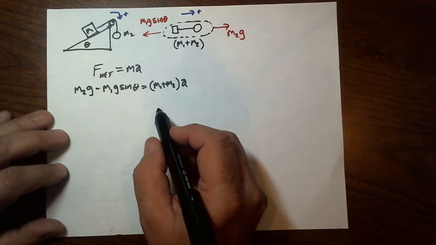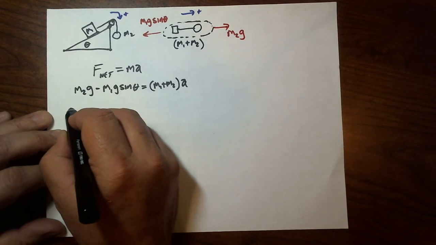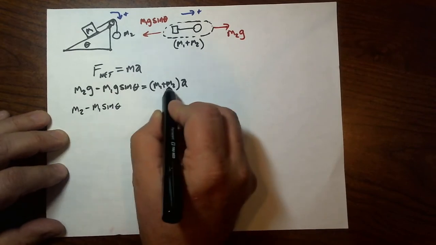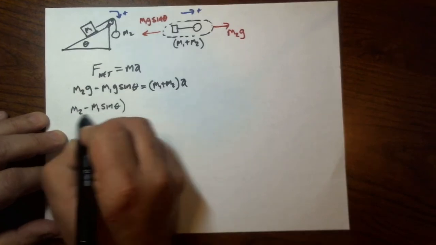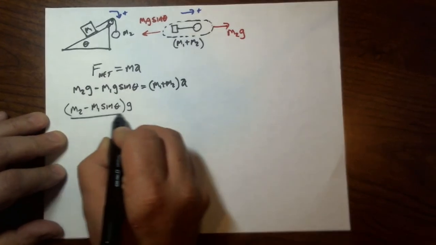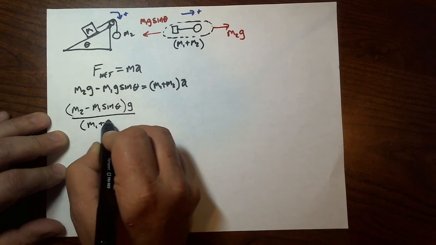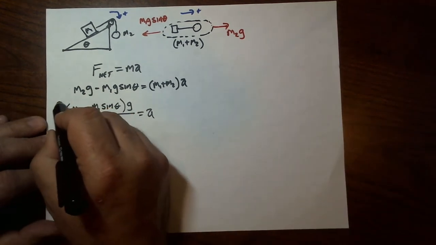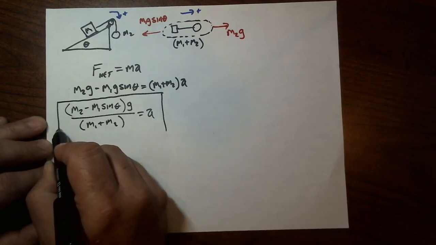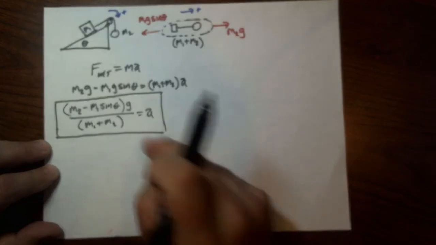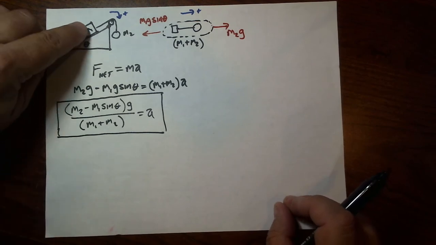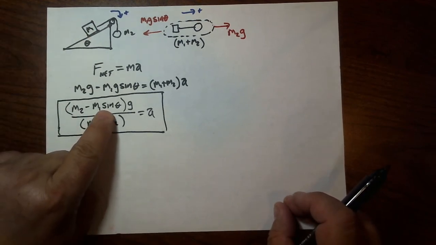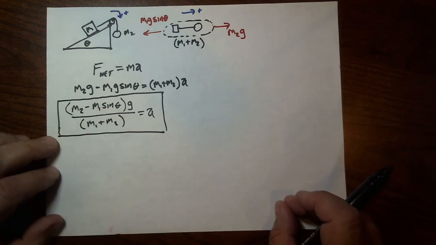And let's see what we can do here. Factoring out the g, we have m2 minus m1 sine theta, and then we'll bring this underneath. It's times g. Bring that underneath, m1 plus m2, and that's going to be a. So this is our acceleration. It's a little less than the one for the horizontal surface because there is some force retarding or pulling backwards, and that's this term right here, the one associated with m1 and the sine of theta.